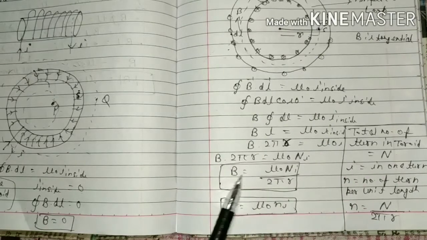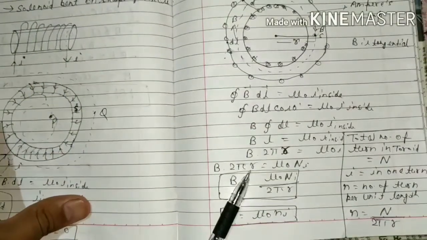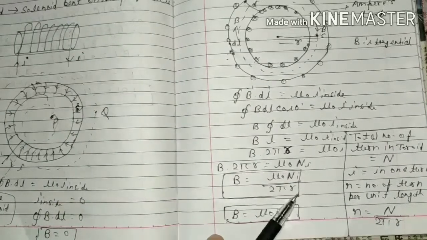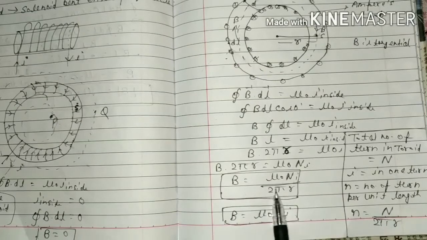B is equal to, transposing 2 pi r to the right side, mu naught N I upon 2 pi r. Put here the value of capital N: then we have N upon 2 pi r, and N upon 2 pi r is small n. So B is equal to mu naught n I. This is the magnetic field due to a toroid.